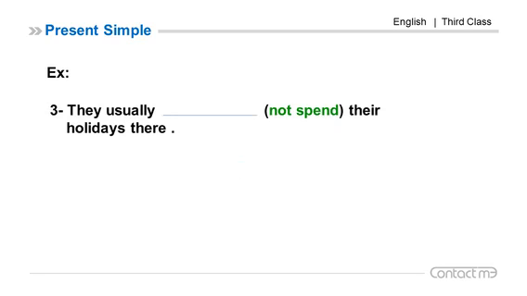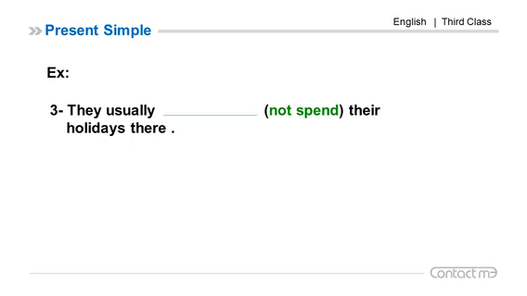Number 3. They usually not spend their holidays there. Usually is an adverb of frequency used in present simple. The sentence is a negative sentence, so we need do or does. With the pronouns I, we, you, they, we use do. With the three pronouns he, she, it, we use does.